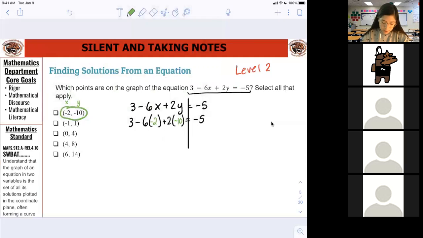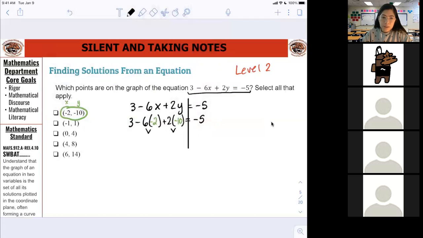What I want to do is evaluate this equation. I'm going to do the math on the left side. At the end, if this is a solution, if this point is on the graph, then it's going to match. Let's see if it does. I have to do some multiplication, right? What do you mean by match? You'll see when I solve it. It has to equal -5.